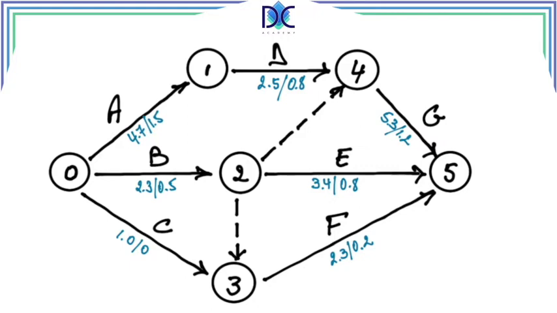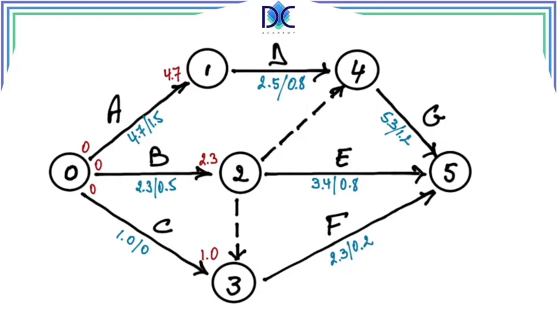Now we can start with the calculations. We start with A. A starts at the event, or the event 0 takes place, the start of A, the tail event is 0. The head event 1 finishes at time 4.7, 0 plus 4.7 is 4.7. We do the same for B, so we go from 0 to 2.3, and for C, we go from 0 to 1.